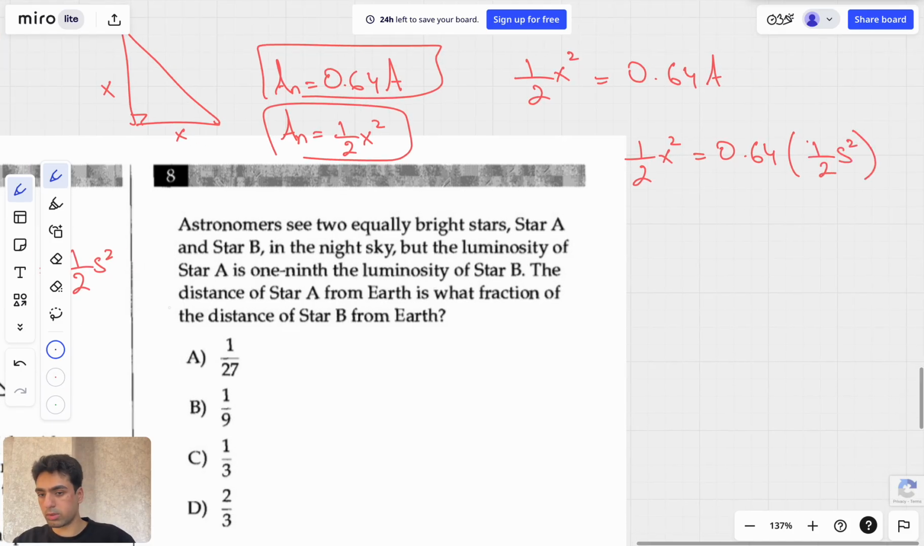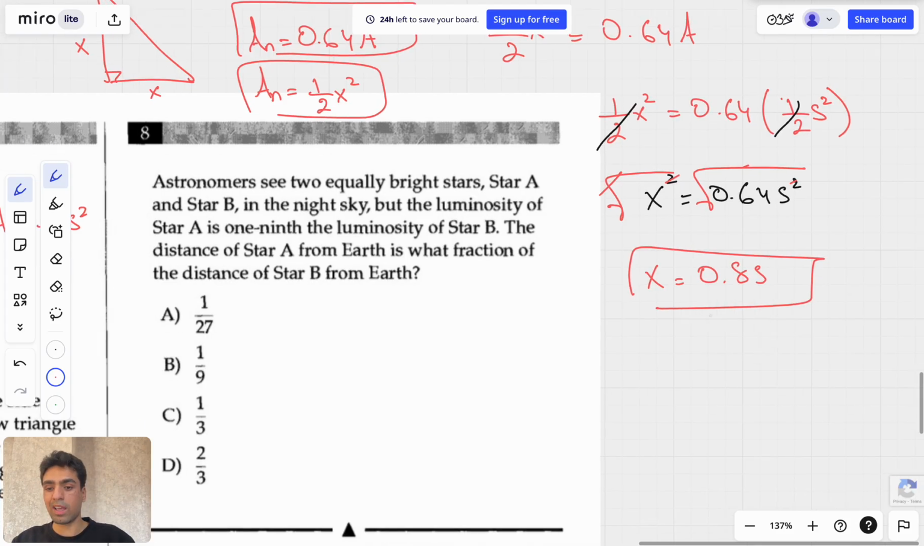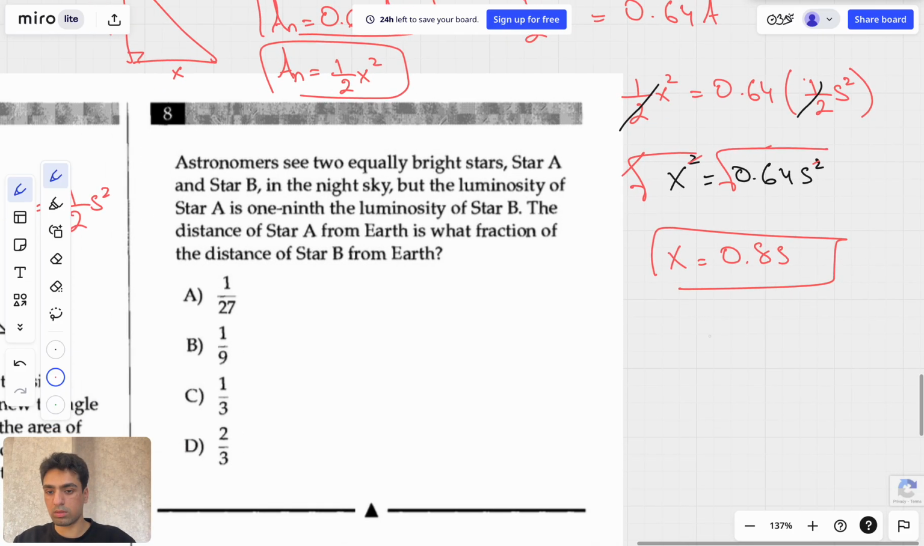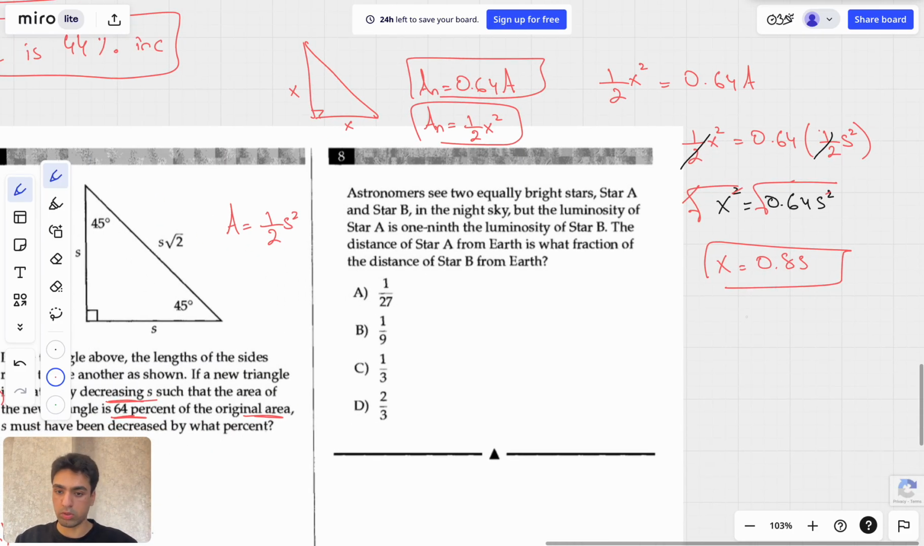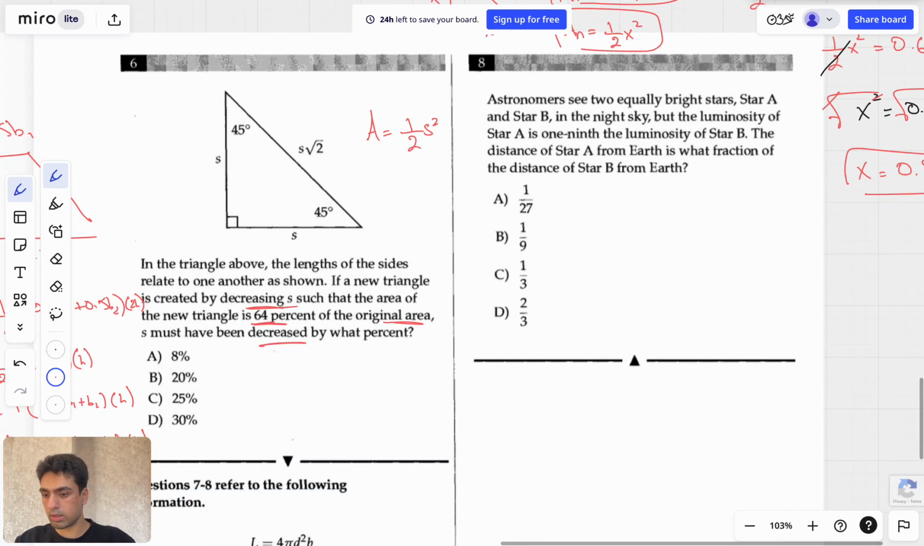You can cancel 1 over 2 on both sides, so you're left with x squared is equal to 0.64 s squared. You can take the root on both sides to cancel out the squares. So x is equal to, because this cancels with this, the root of 0.64 is 0.8. So this is what you're left with, which means x is 20% less than the original length. So you would say it's 80% of the original length, or a 20% decrease. So you would say it's a decrease of 20%.